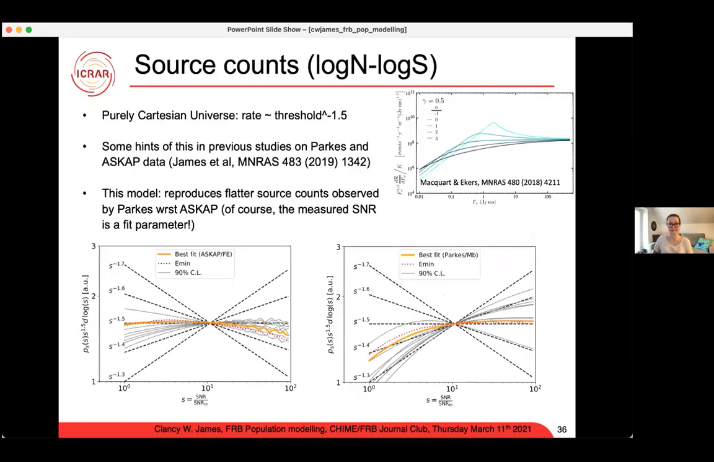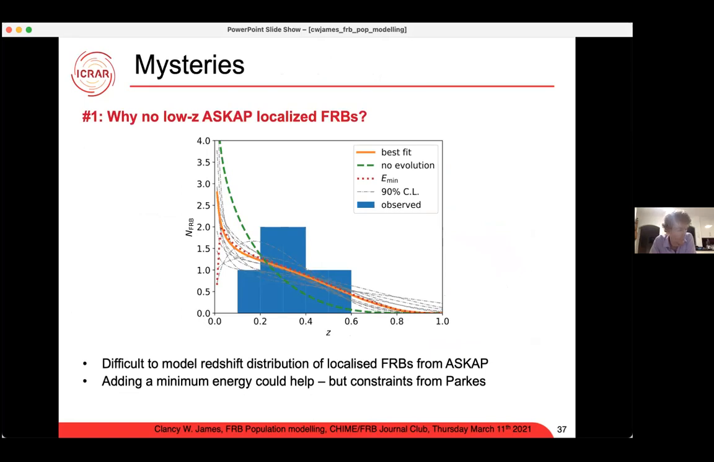So I'm going to skip over these two slides and just highlight something that isn't fitting too well. So this is the predicted redshift distribution of localized ASKAP FRBs, right? And no matter what I do, I can try throwing in a minimum FRB energy, which then gets constrained by Parkes observations. But you can see the best fit model is in orange, and the blue is the measured redshifts of the fitted data, right? And you see that these all cluster around a median value. And I always predict an excess at low redshift, which is not seen in the data.